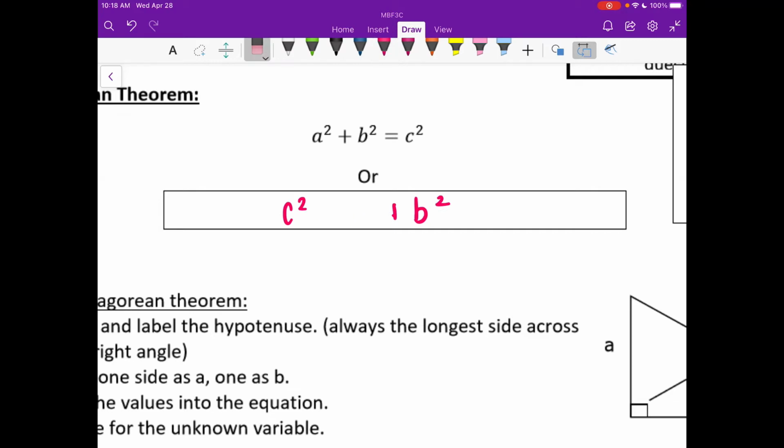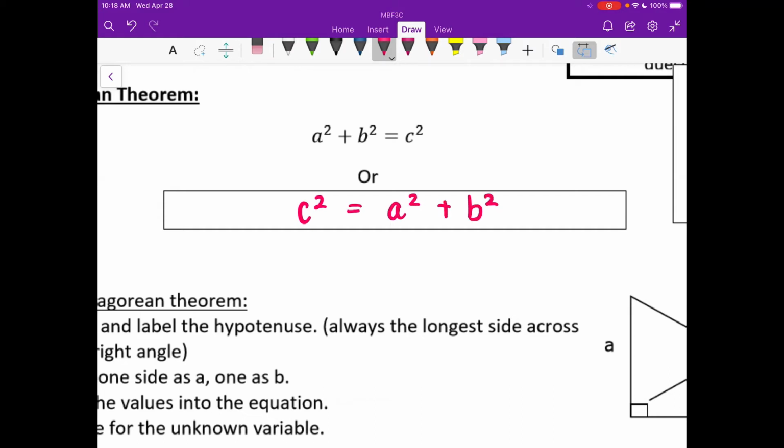You might have seen it like that. Another way you could have seen this is that, say you have the hypotenuse, you could do c squared minus a squared equals b squared. Or it might be even c squared minus b squared equals a squared. All of these are just rearranged formulas of the same equation, c squared equals a squared plus b squared.